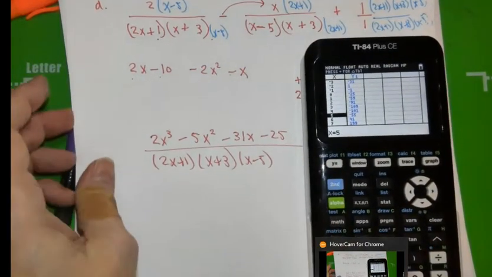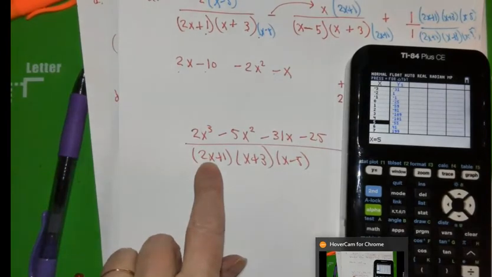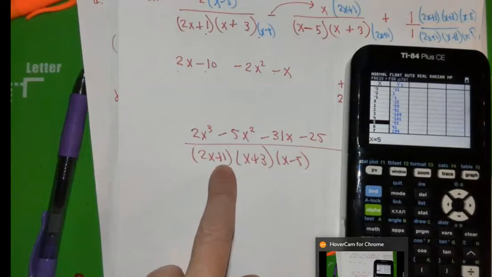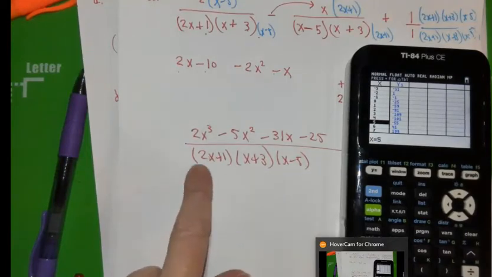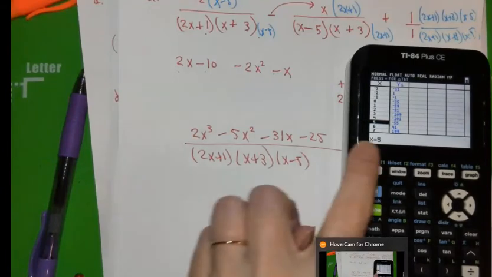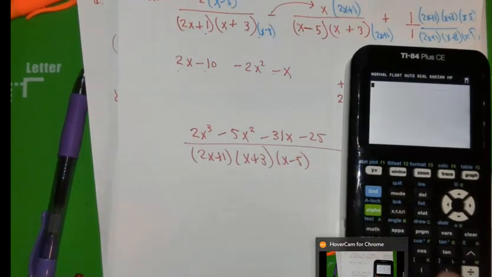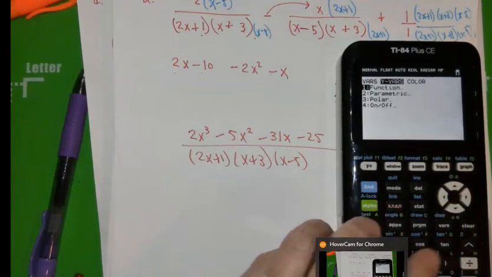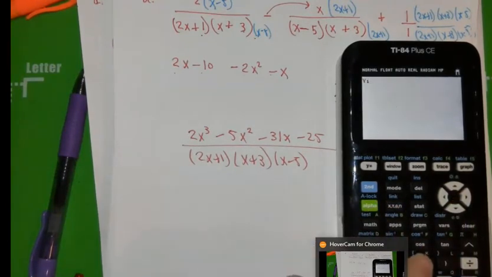Next, what about the fraction here? If 2x plus 1 is equal to 0, then 2x would be negative 1, and x would be negative 1/2. So the zero here is negative 1/2, and I don't see that. Let me show you how to figure out if that's a root. Let's type variables, Y variables, 1, 1, and let's plug in negative 1/2, and I'm getting out a negative 11.